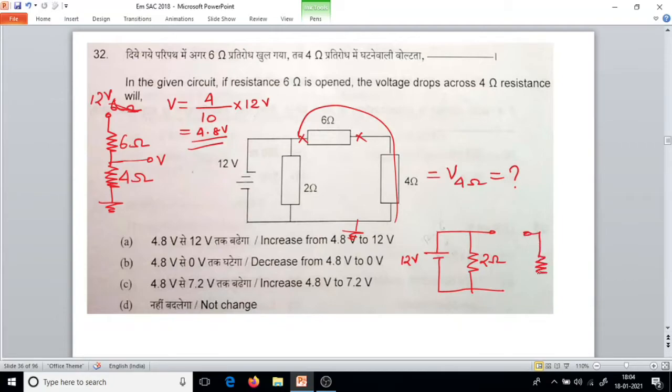Then we have a 4 ohm resistor here. So what will be the voltage across here? This will be 0 volt because there is no current flow through this resistor. So the answer is decreases from 4.8 volt to 0 volt.